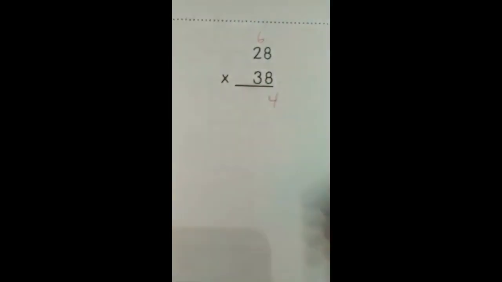Moving to question number 4. 8 times 8 is 64. Put a 4, carry your 6. 8 times 2 is 16. Plus 6 is 22. Bring down my 0, cross off my digits.